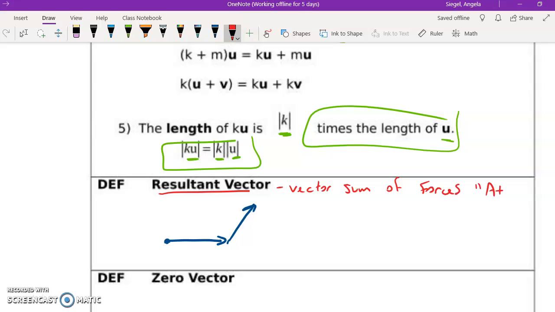And so this is going to be like A plus B. So let's pretend that this is A and this is B. The resultant vector will be this, which is representative of A plus B.